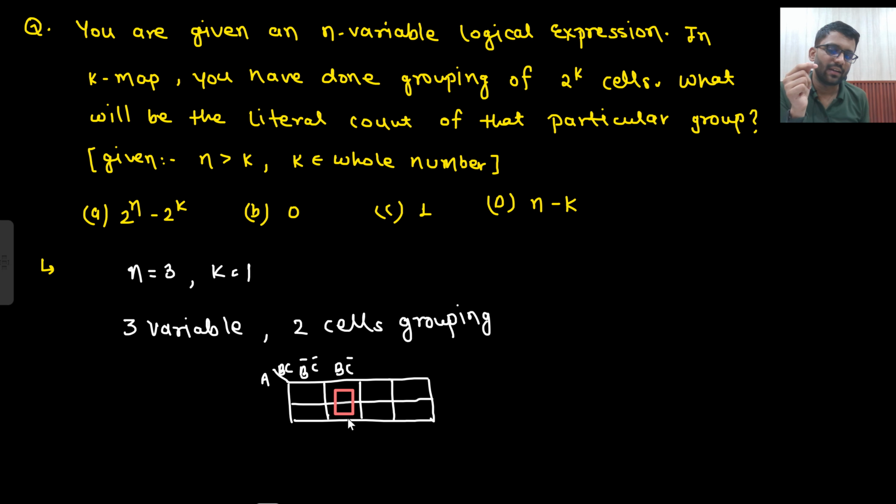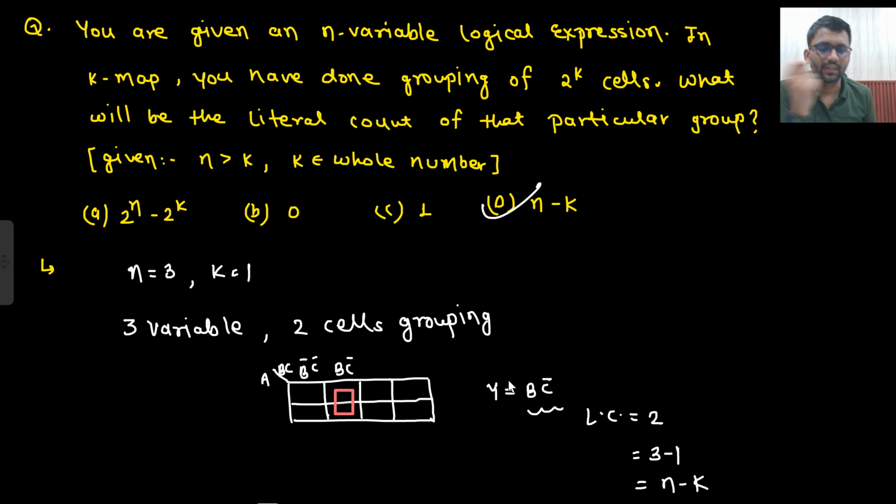So basically, what will be the literal count of that group? What will be the literal count? Y will be what, if I am doing this grouping? B C bar. So what is the literal count? Literal count is 2, right? So in which option you will get 2? 3 minus 1, or you can say n minus k. So that is the correct answer.